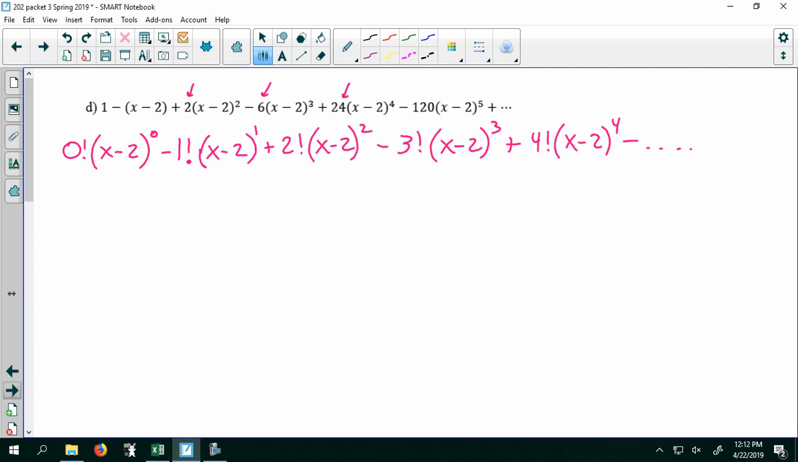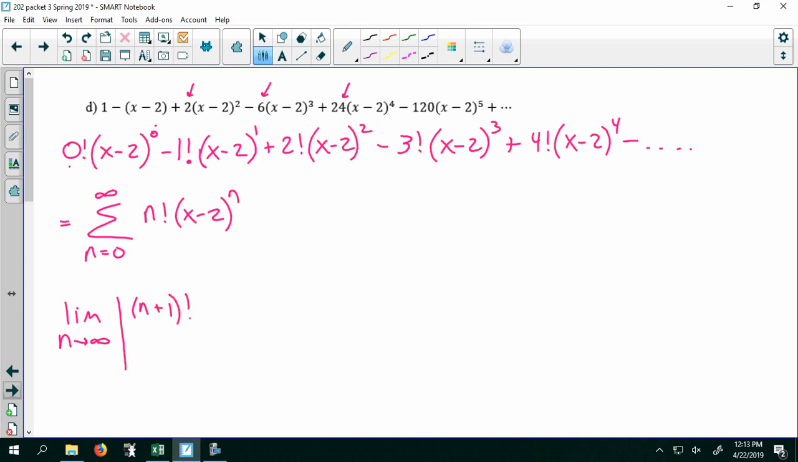So now that I've written everything in terms of the factorials, I can write this in closed form a little bit easier. I'm going to start n at 0 because I have 0 in the factorial and the exponent. So this is n factorial times x minus 2 to the n. And the ratio test says take the limit as n goes to infinity of the n plus first term, so this is n plus 1 factorial times x minus 2 to the n plus 1 over the nth term, n factorial times x minus 2 to the n.